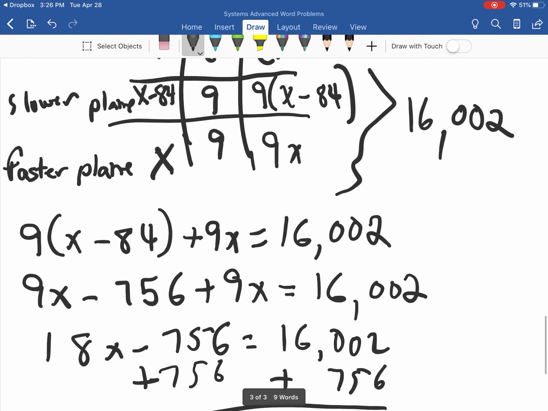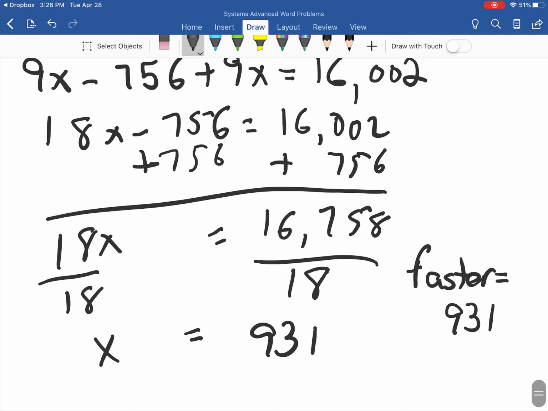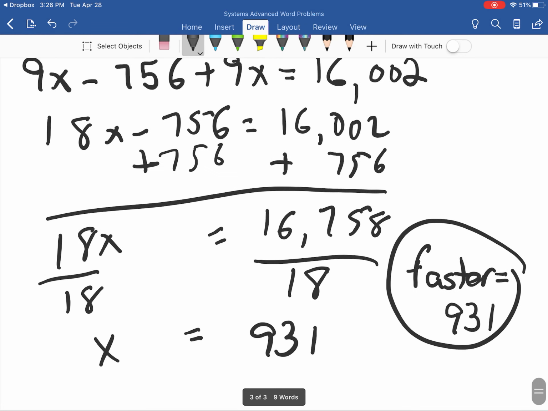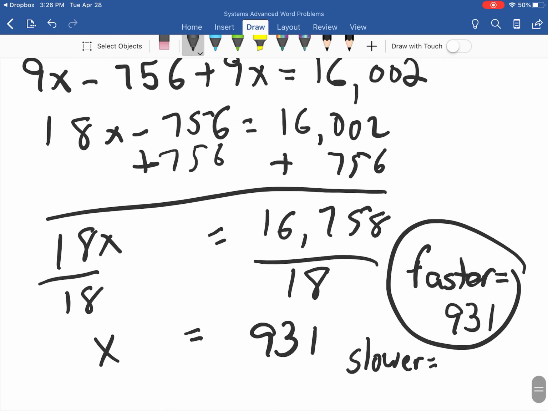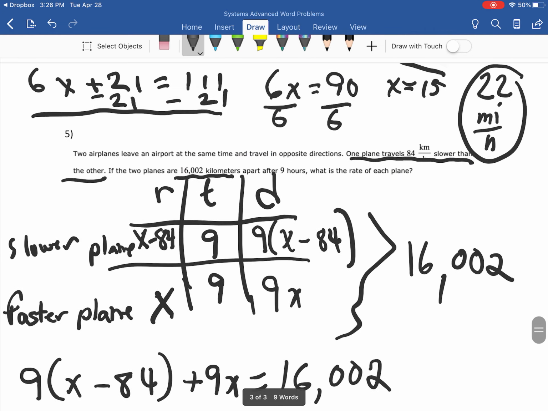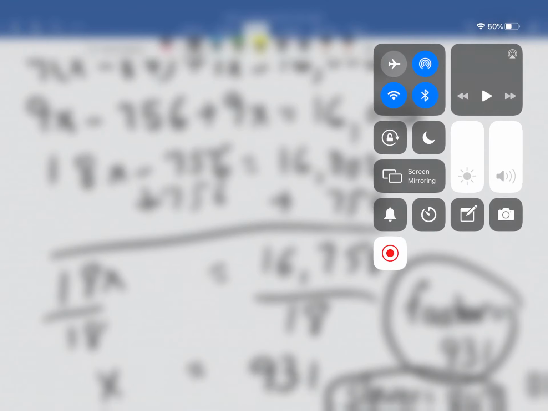Okay, so if you look back at our table, we called the faster plane's rate X, so that's going to be 931. And the slower is X minus 84, so slower equals 931 minus 84, which is 847. Okay, and those are both kilometers per hour. All right, we are all set.